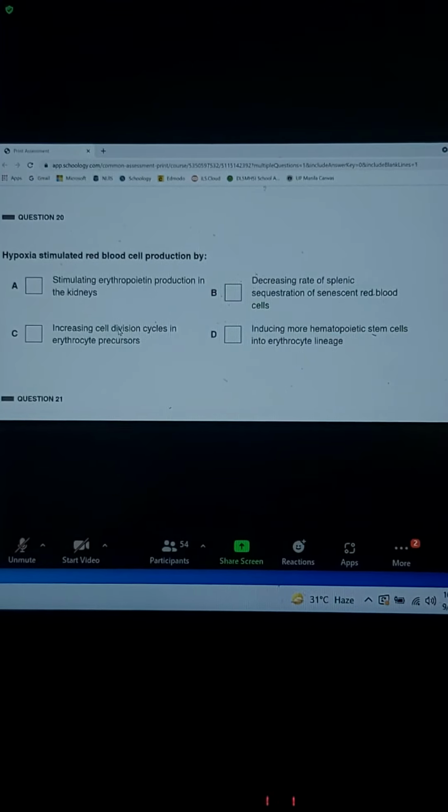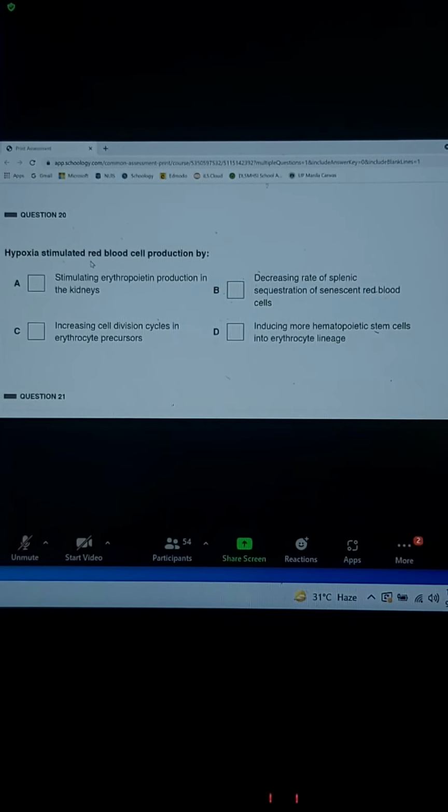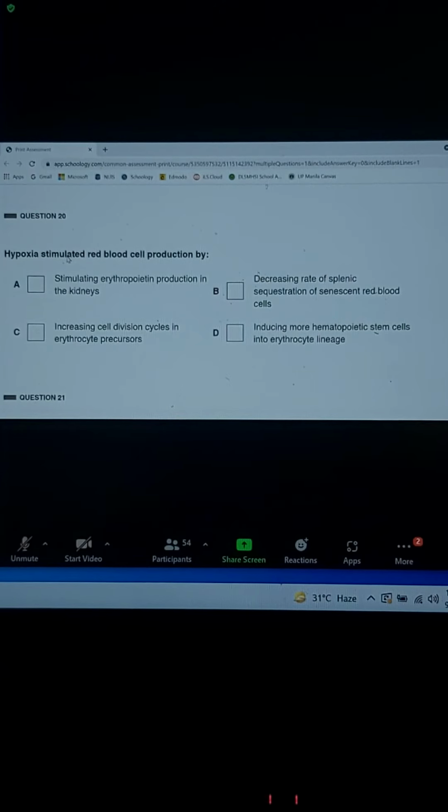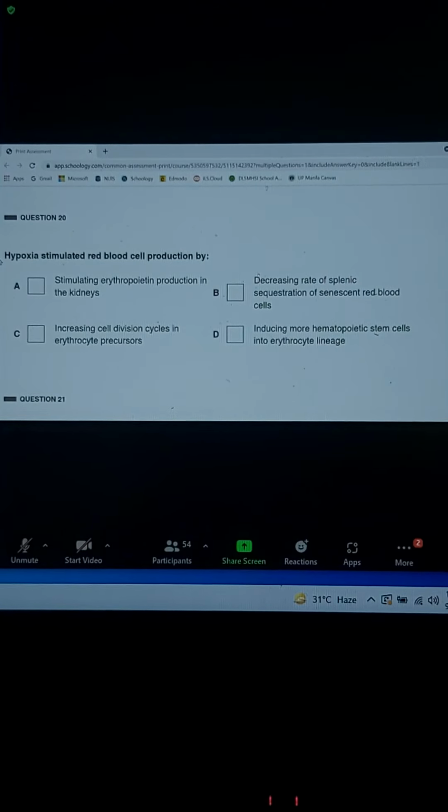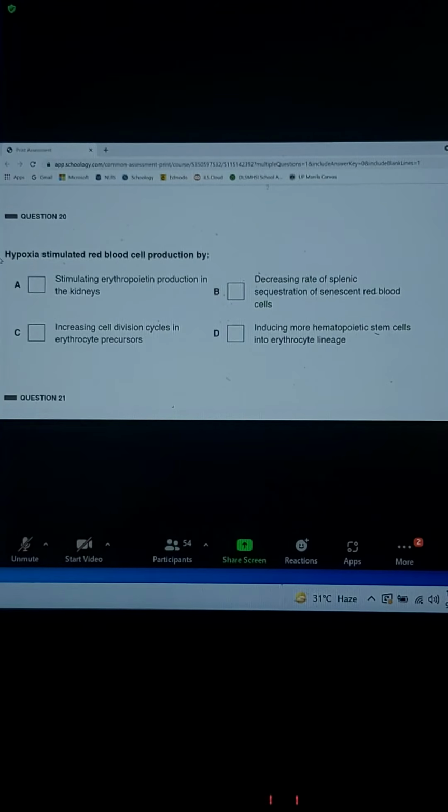So question 20. Hypoxia stimulates red blood cell production by A. A po. Okay, so letter A, stimulating erythropoietin production in the kidneys. Kasi di ba, it's hypoxia, nadedetect siya ng ating kidneys, and in return, your kidneys would produce EPO to induce or increase the rate of erythropoiesis.